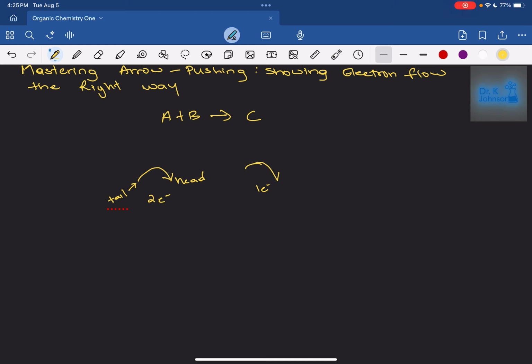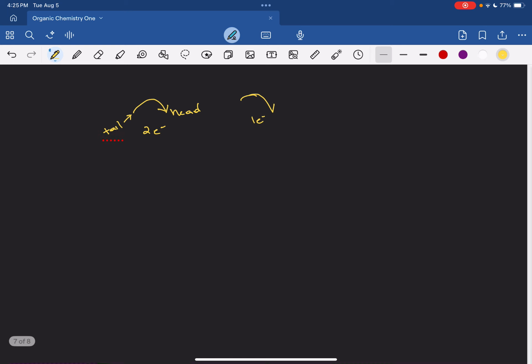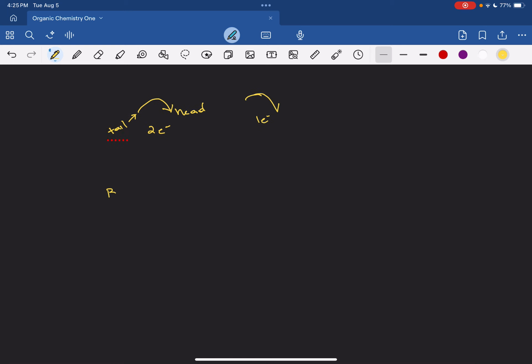Next rule: when you draw your arrow, it never directly shows the movement of an atom. Always remember that. Your atoms move indirectly because of a broken covalent bond. For example, let's pretend that this is a base. We have a lone pair plus some type of acid.